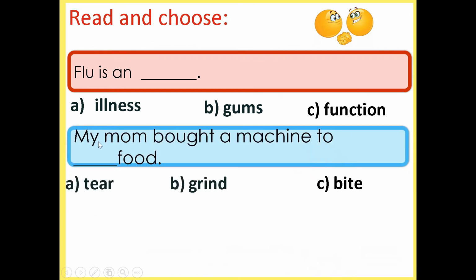Now we move to another sentence. My mom bought a machine to grind food. Sometimes we use machines in our kitchen. Can I say tear food, or grind food, or bite food? Do we use a machine to bite food, or do we bite food with our teeth? The answer, I think it is clear. So it is grind, to grind food.